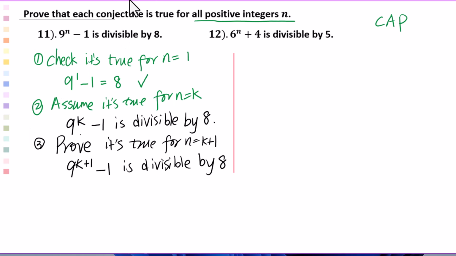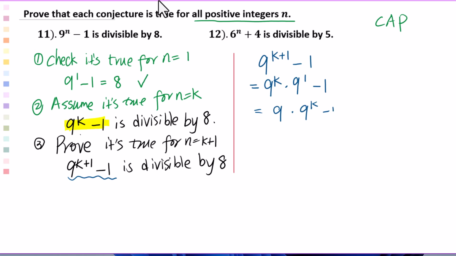Now we get started from the left side. 9 to the k plus 1th power minus 1 equals. In your mind, remember we want to create 9 to the kth power minus 1. So we will make 9 to the k plus 1th power into 9 to the kth power times 9 to the first power minus 1, which is 9 times 9 to the kth power minus 1.